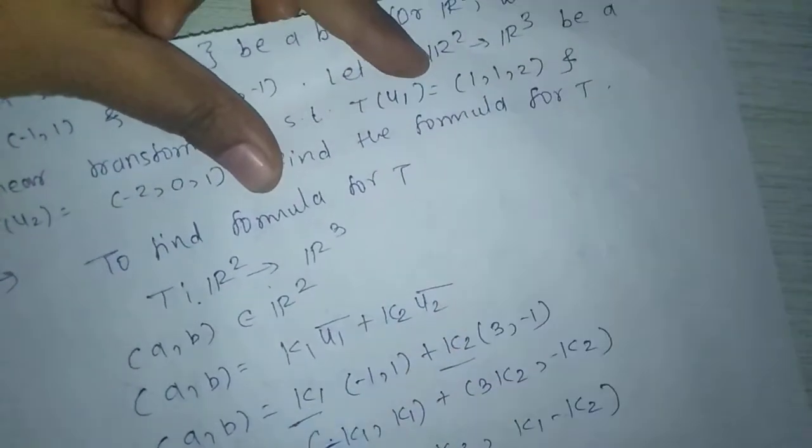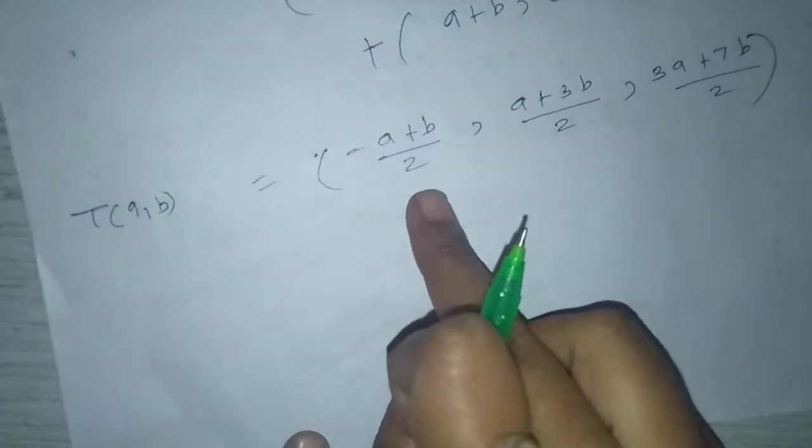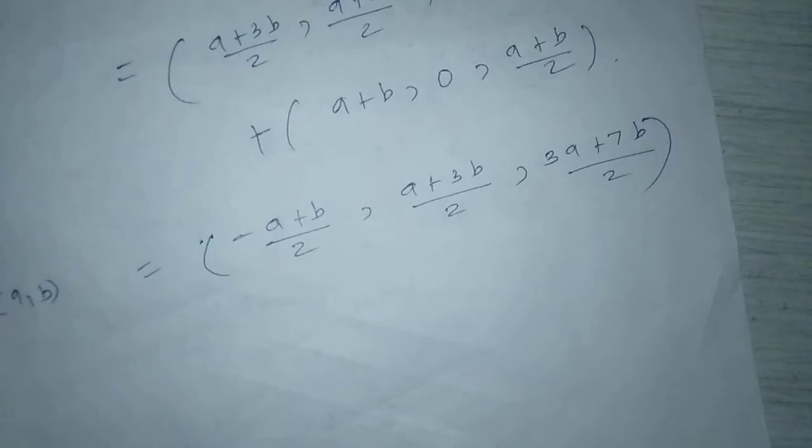So the definition or formula for T is nothing but T of (A, B) equal to ((-A + B)/2, (A + 3B)/2, (3A + 7B)/2).